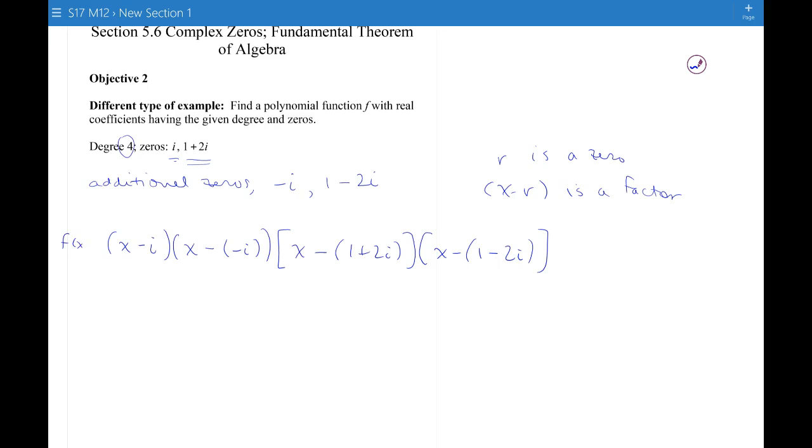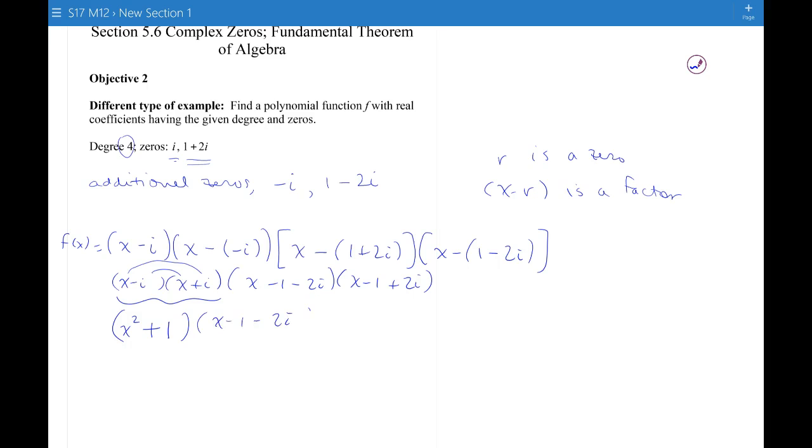So my polynomial looks like multiply all that stuff together. Well, I'm going to show you some shortcuts. This is x minus i times x plus i. I'm going to simplify a little bit. x minus 1 minus 2i, x minus 1 plus 2i. So first I'm going to multiply these two together and get x squared plus ix minus ix minus i squared, which is plus 1. Okay, and then I'm still going to multiply by these other two.